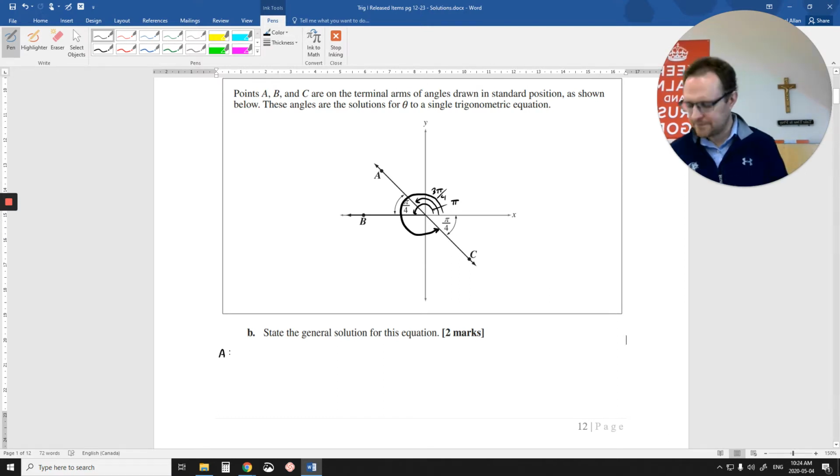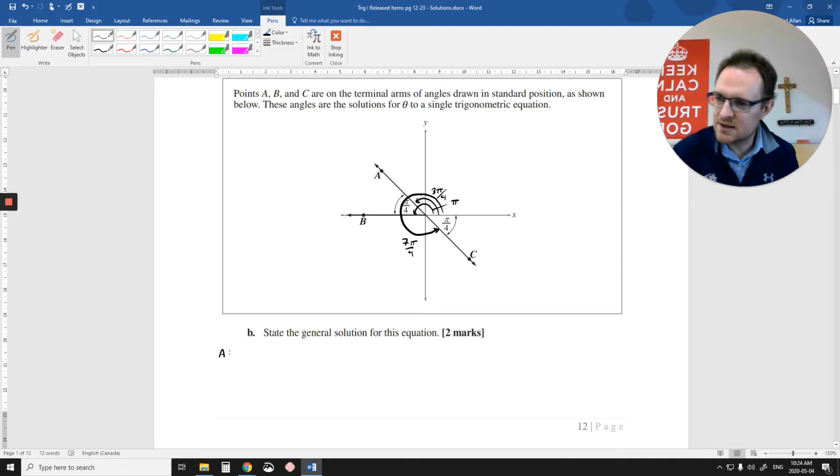What does that end up being? 7 pi over 4? Let me just double check. Yeah, 7 pi over 4. Okay, so I know all the standard principal angles here. So if I use angle A here, which is the 3 pi over 4, it would be 3 pi over 4 plus 2 pi n. Okay, that's the first general statement for angle A here.